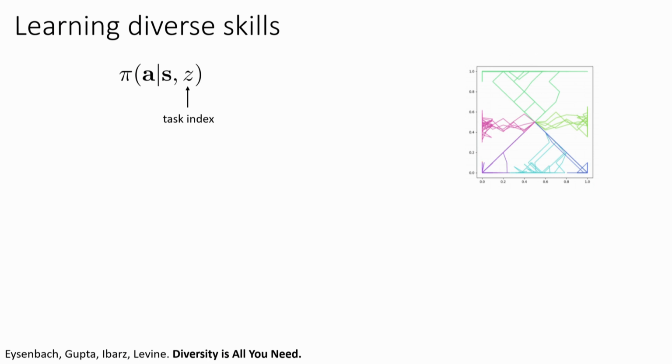So maybe this is like a little 2D navigation environment. Our 0th skill does something like this thing shown in green. Our skill number 1 does something like that. Our skill number 2 does something like the blue lines, and so on. So if you give it different skill indices, it should do different things.